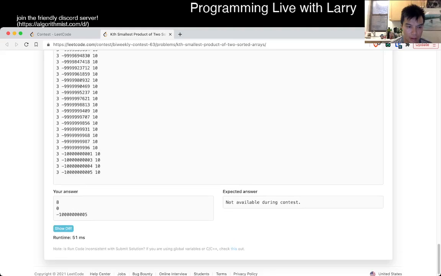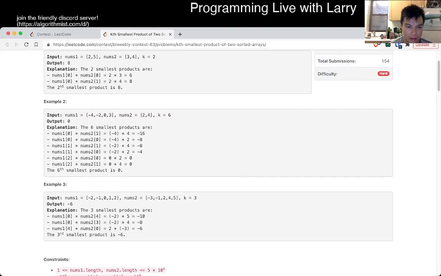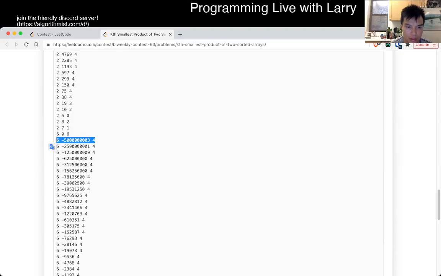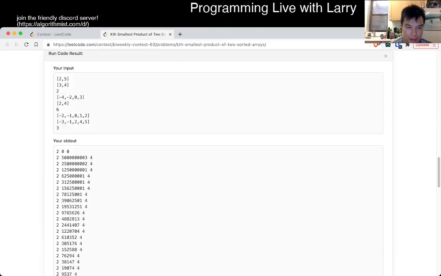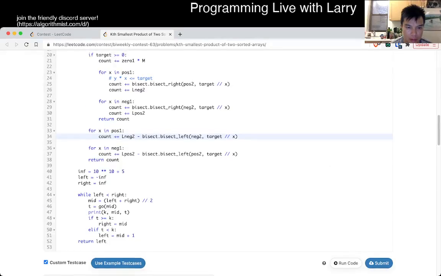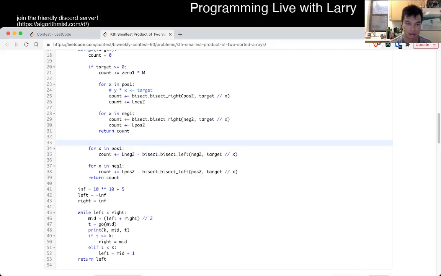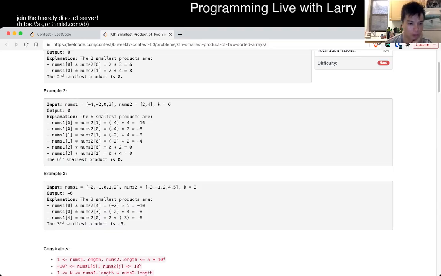So let's see. This ridiculous number, this 10 is definitely not right. So my thing is way wrong here. Target is negative. I have this big number, and oh, because target is negative, so okay. So I was treating it like I already flipped the thing. So okay, it's not quite right, but it's closer.